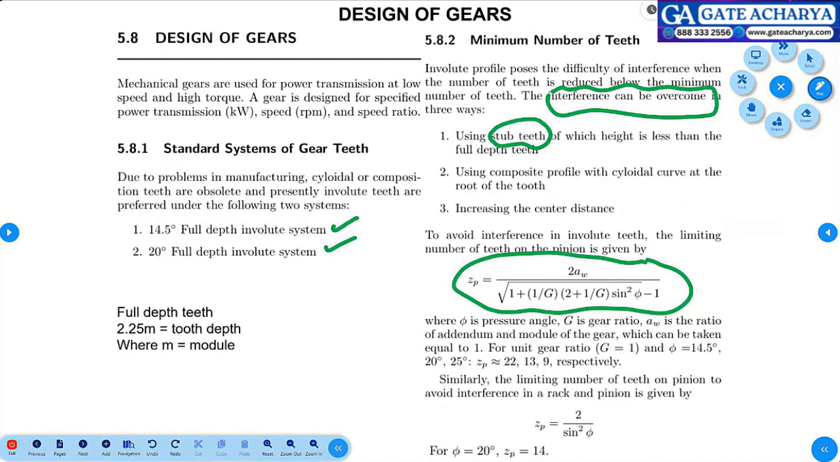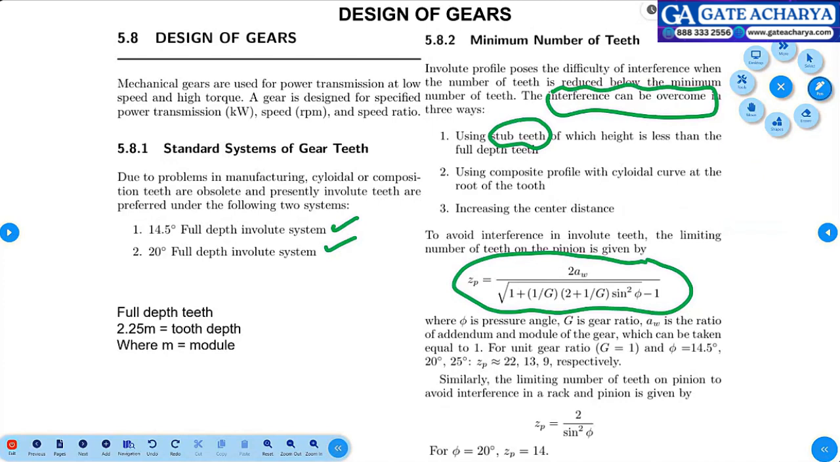So these are all the values for G is equal to 1. Similarly, for rack and pinion, rack means flat gear with infinite center of radius of curvature. Infinite radius of curvature.